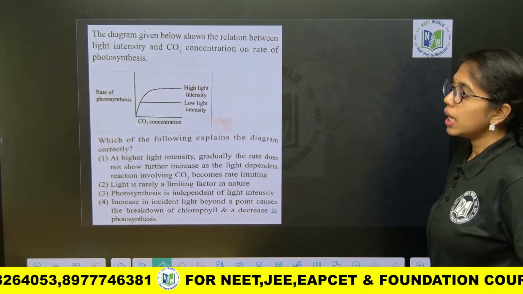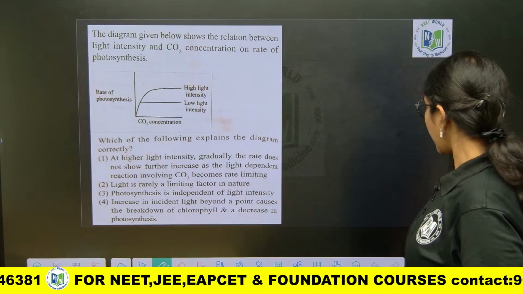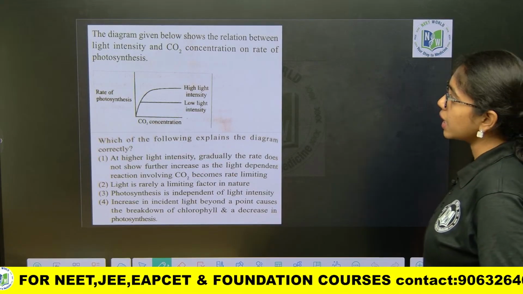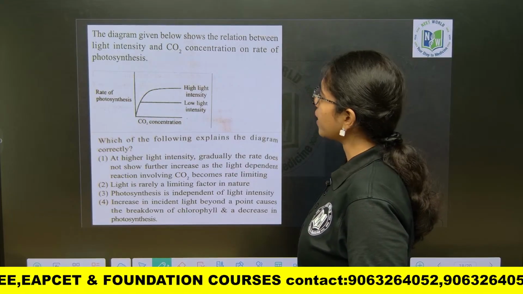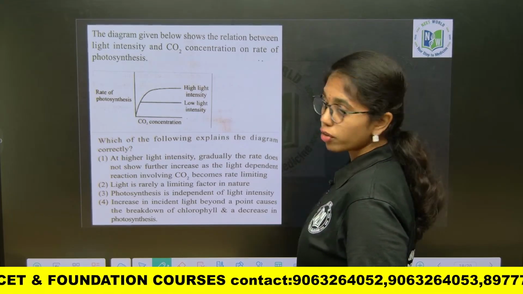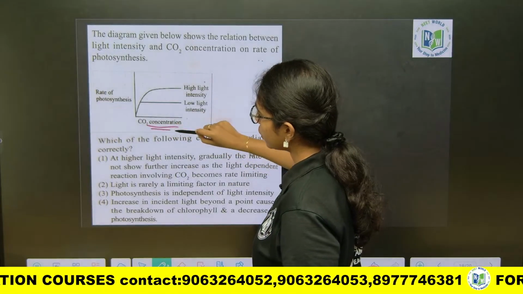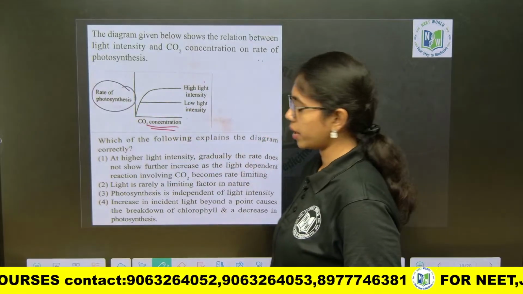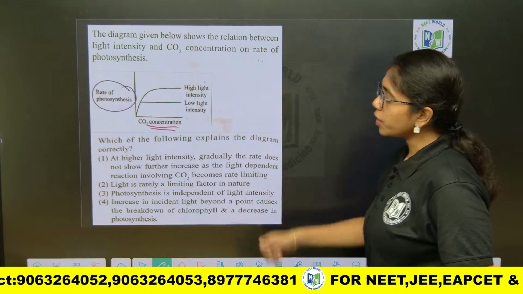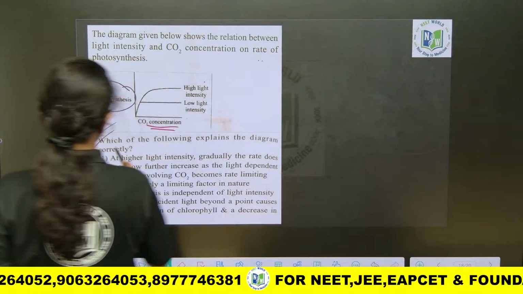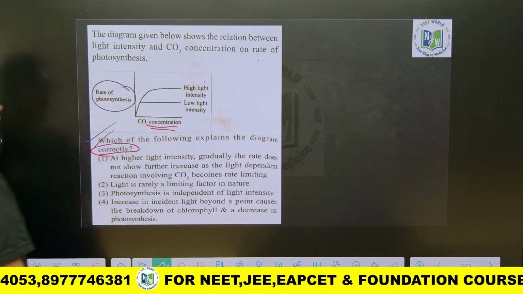Here you see the diagram, answer this question also. The diagram given below shows the relationship between light intensity and carbon dioxide concentration on the rate of photosynthesis. So here light intensity, carbon dioxide concentration and rate of photosynthesis are plotted. This is from factors affecting photosynthesis. Look into it properly. He is asking which option correctly describes this graph.